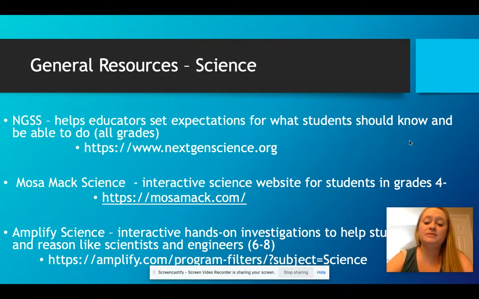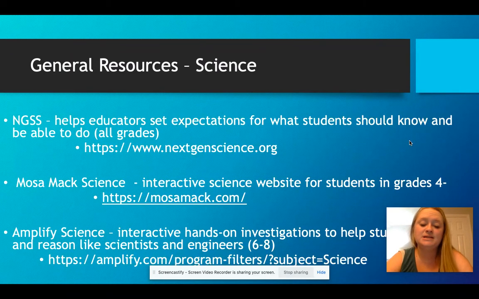Here I've included some of my general resources for science. So NGSS is a major player in this. It helps educators set expectations for what students should know and be able to do and learn for all grades. Here's the website. It's a set of standards that teachers use to set learning goals and base their teachings off.